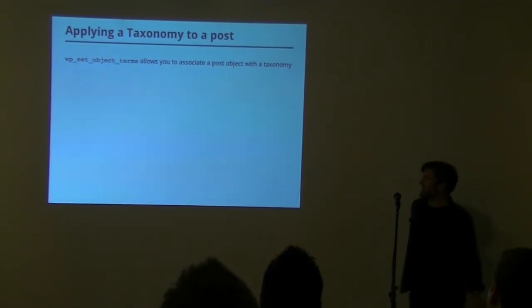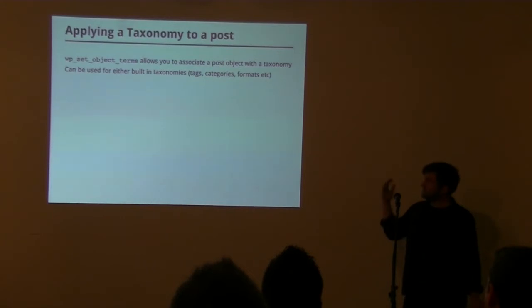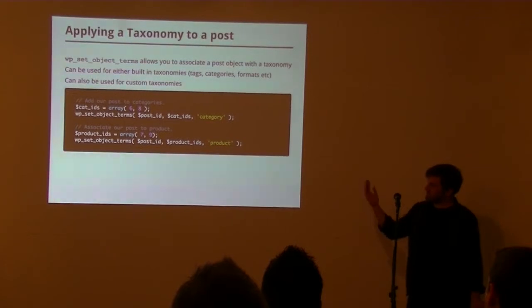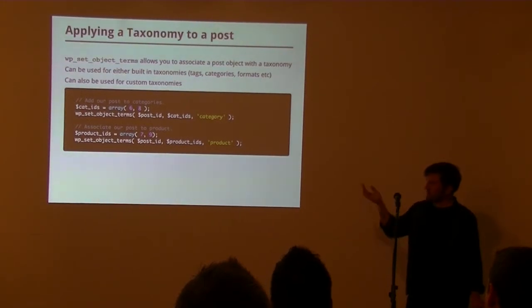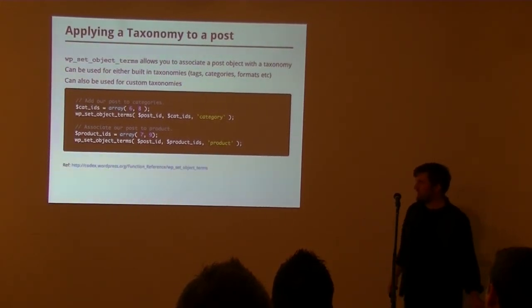Once you create the term, you use this function to actually set the taxonomy on the post, to associate it. It's like tagging a post or adding a post to a category. It can be used with the inbuilt taxonomies like tags, categories, and formats, or with your own custom ones. This is an example of both. It uses the actual IDs of the categories, so you have to go and get those, which adds a bit of complexity outside this example. Again, there's a reference in the codex.